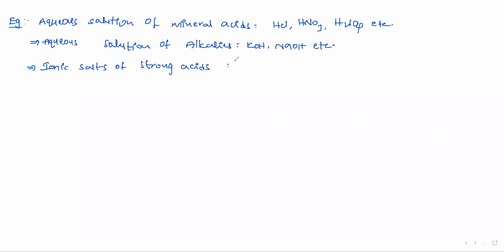Example here, lead bromide. This is in fused state. And CuSO4, copper sulfate solution, and NaCl solution, etc. Okay. Ionic salts of strong acids.